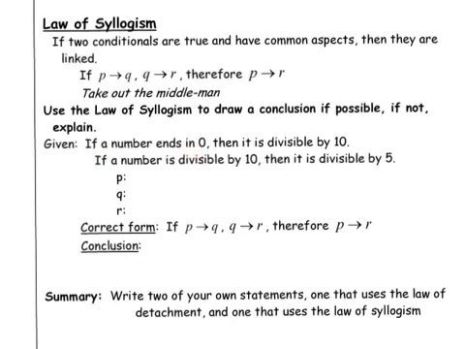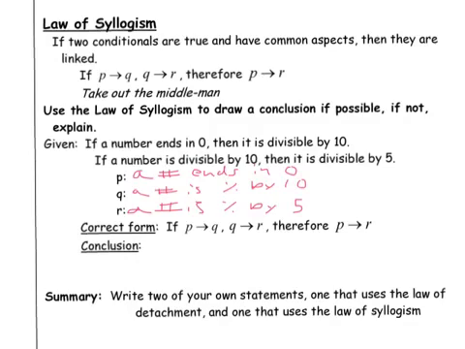It says if a number ends in 0, then it is divisible by 10. That's true. If a number is divisible by 10, then it is divisible by 5. Okay, that is also true. Notice my conclusion is the same as my hypothesis in the second statement. So let's write out the P, Q, and the R. We have P: a number ends in 0. Then Q: a number is divisible by 10. And then R: a number is divisible by 5.